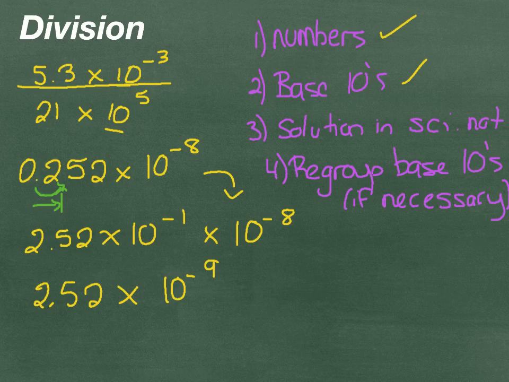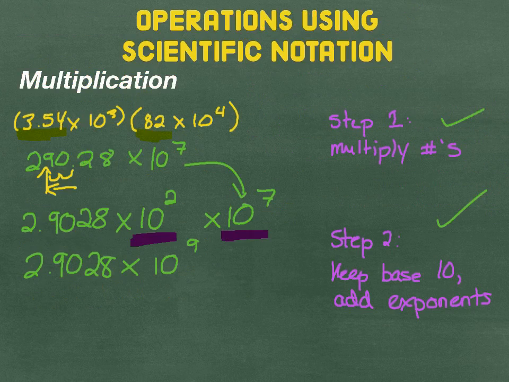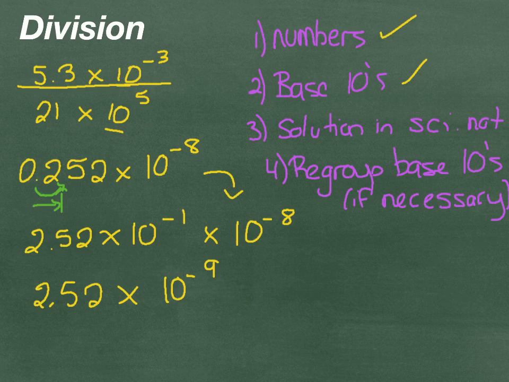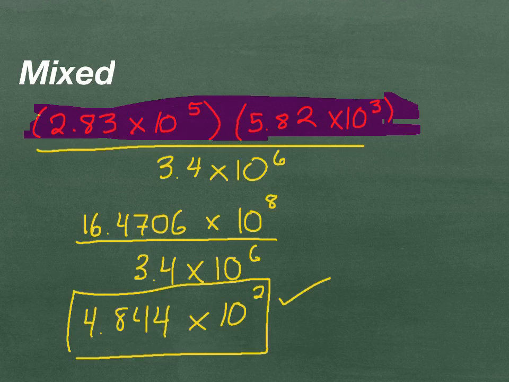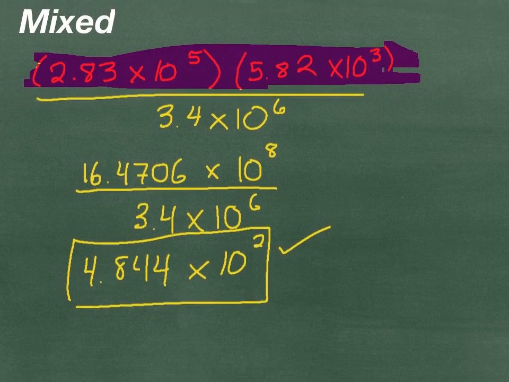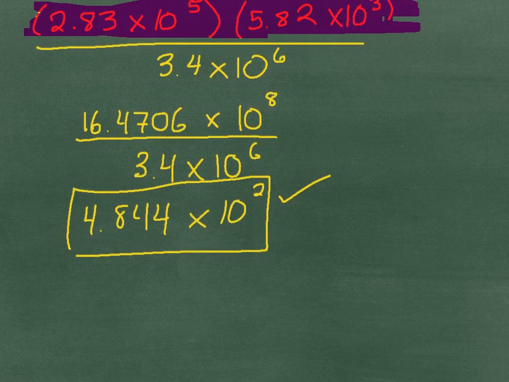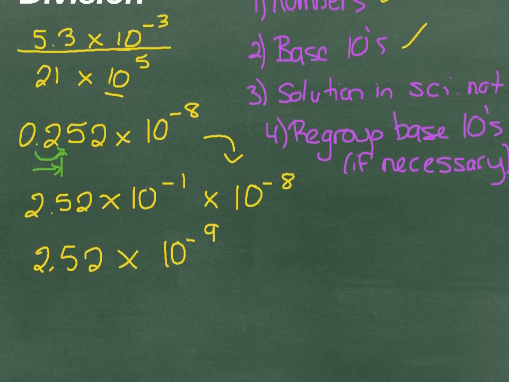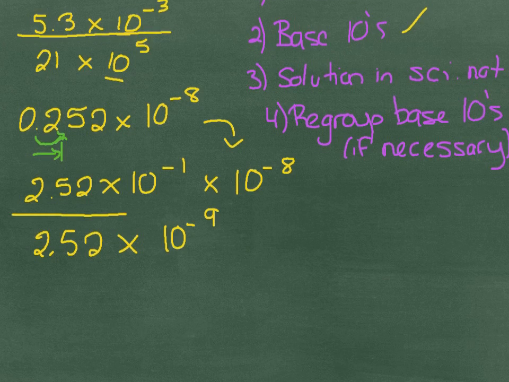So just to recap this lesson, you should now know how to multiply scientific notations. Remember, numbers first, then exponents after. You should also know how to divide. Remember, numbers first, exponents after. And then you should know how to do both at the same time or one after the other. Always remembering to check that your solution is in scientific notation. If it's not, make sure, like we did here, to change it into scientific notation and to regroup your base 10s at the very end. And that's it.